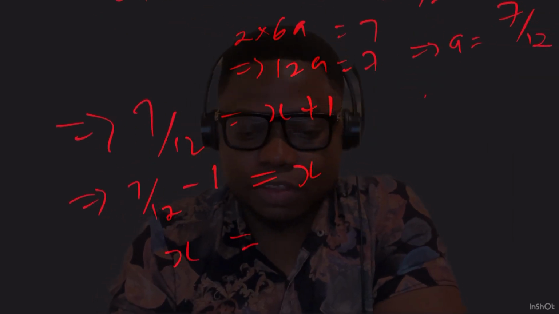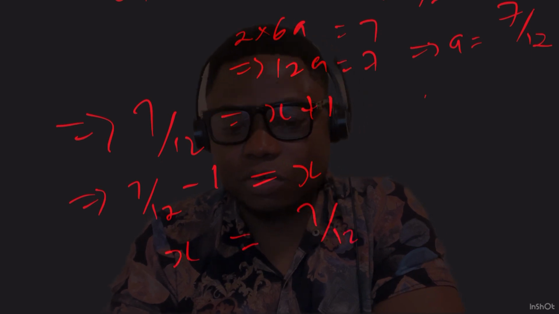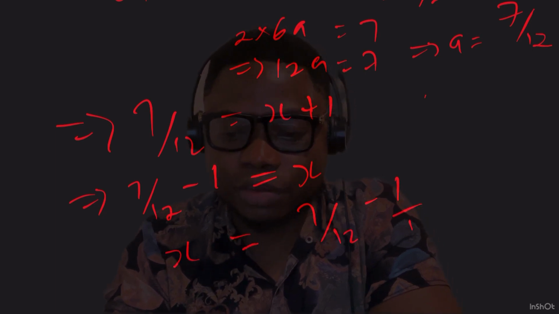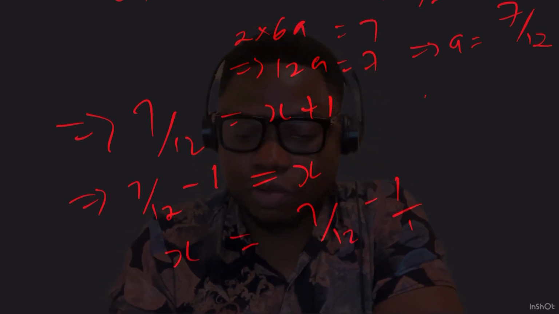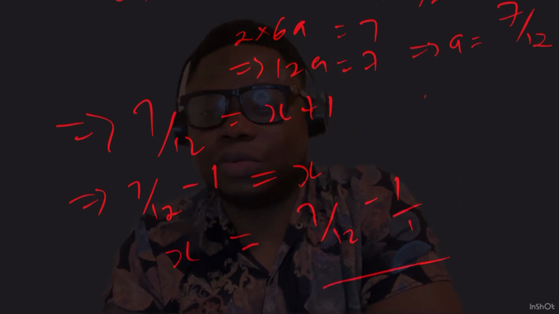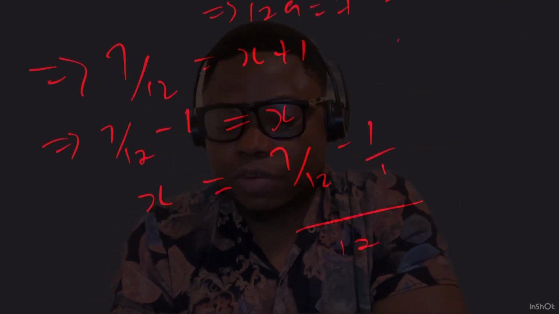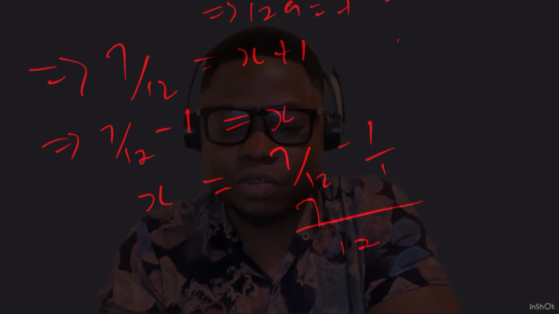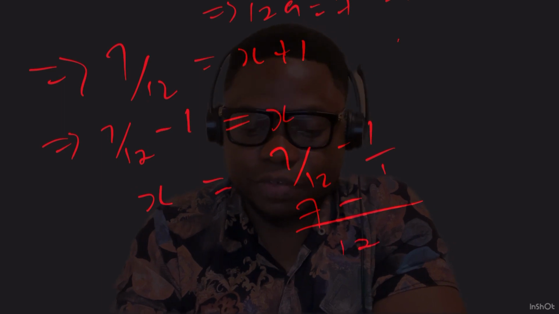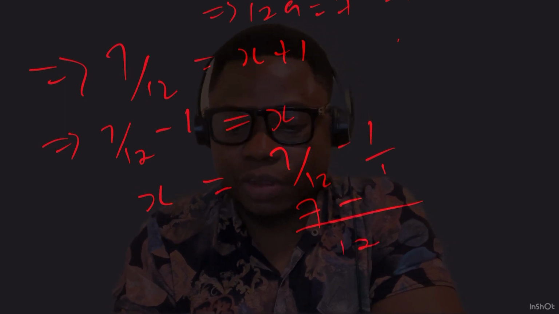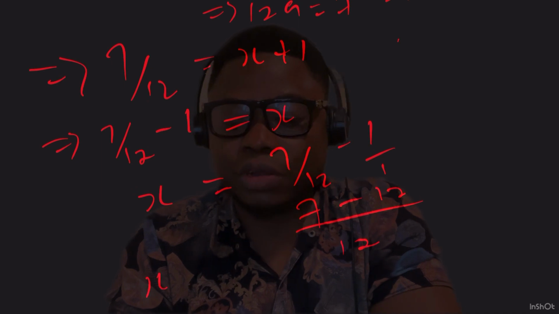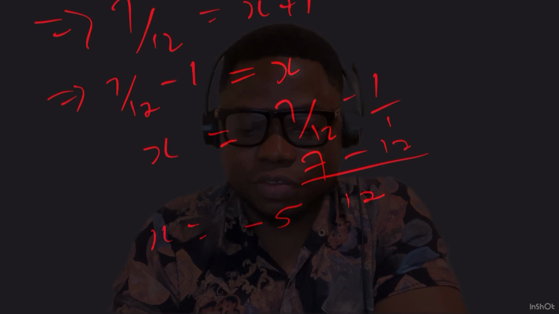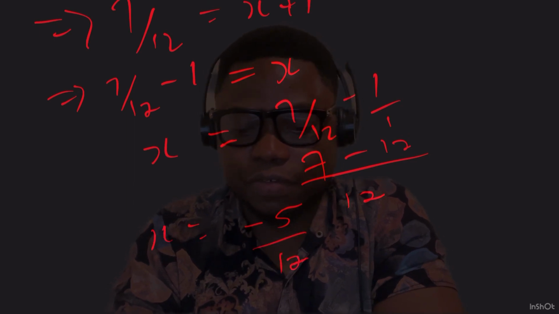So x is equal to 7 over 12 minus 1 over 1. So I'm going to find the LCM of 12 and 1, because this is a fraction already. The LCM of 12 and 1 is 12. Now 12 divided by 12 is 1. 1 times 7 is 7, minus 12 divided by 1 is 12. 12 times 1 is 12. So x is equal to 7 minus 12, which is going to give me minus 5 over 12.